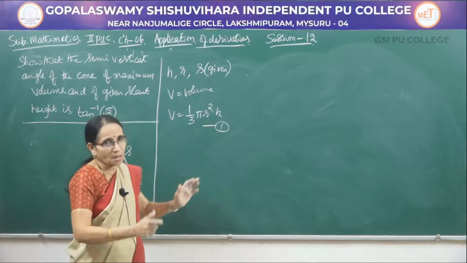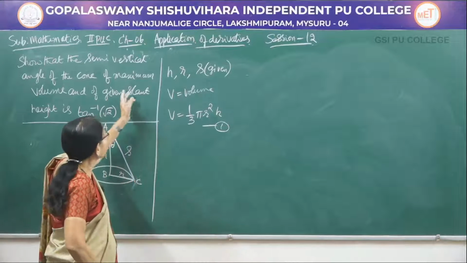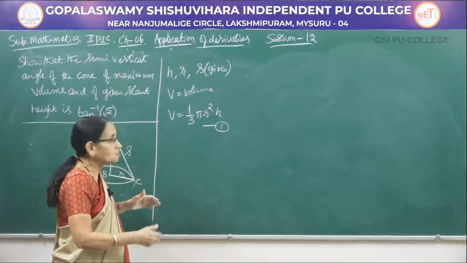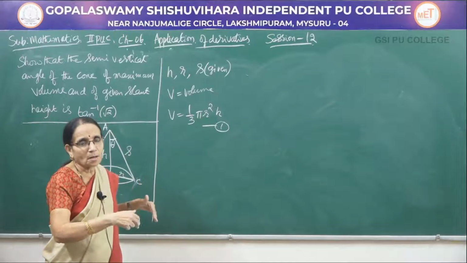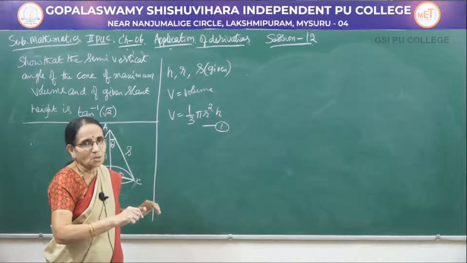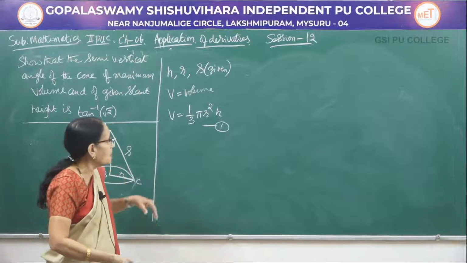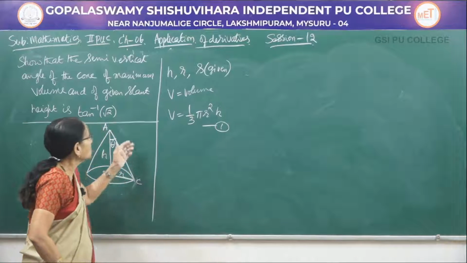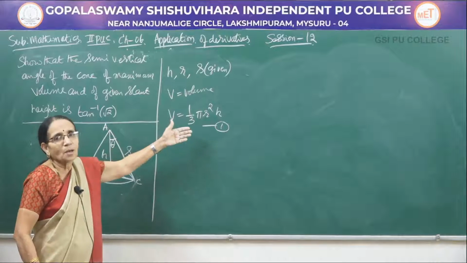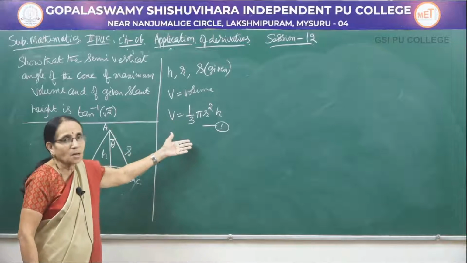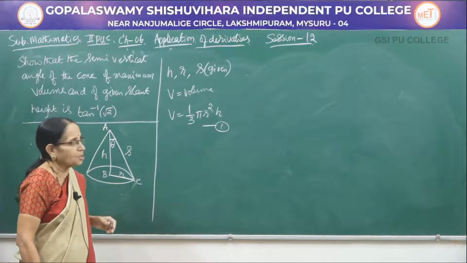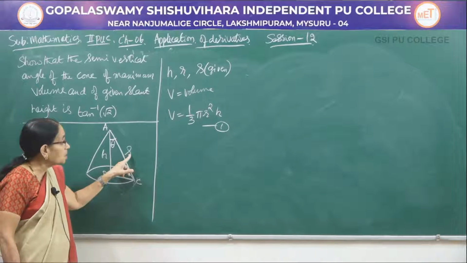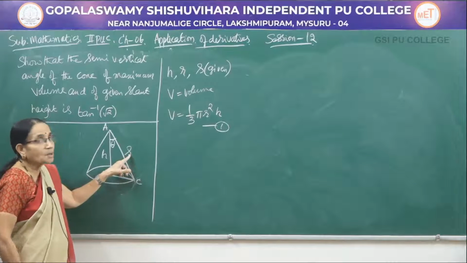Look here, r and h are varying. The only condition is that it attains the maximum volume. So the radius may be bigger and the height shorter, or the height may be more and the radius shorter. Both of them are variable. Therefore, we have to try to eliminate one of them so that there will be only one variable left. With respect to that variable, we can go for differentiation. For that, we have to make use of the given data, that is the slant height.